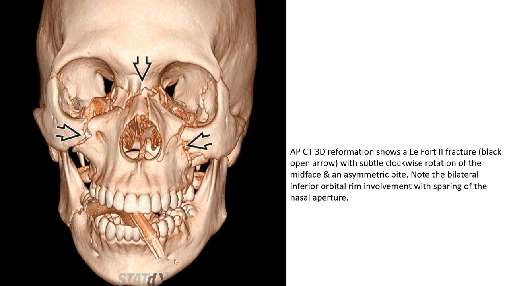This is an AP CT 3D reformation, showing level 2. The black open arrow indicates subtle clockwise rotation of the midface and an asymmetric pyriform aperture. Note the bilateral inferior orbital rim involvement with sparing of the nasal aperture.